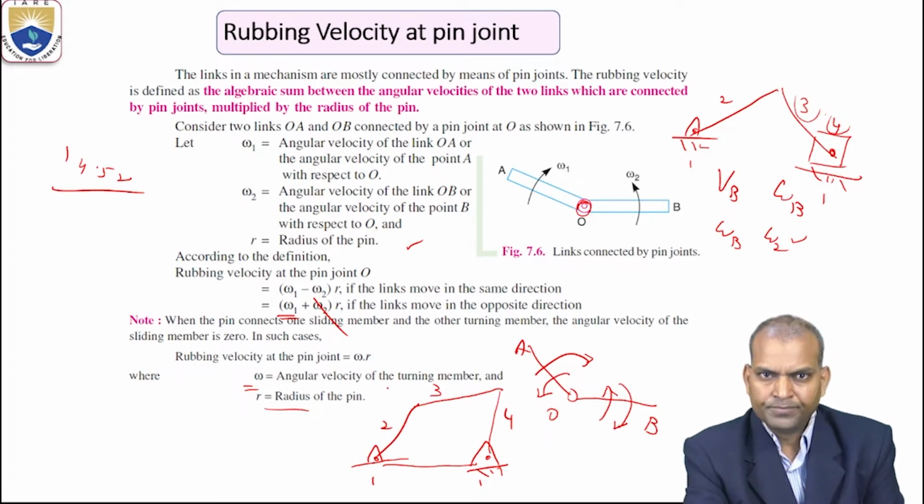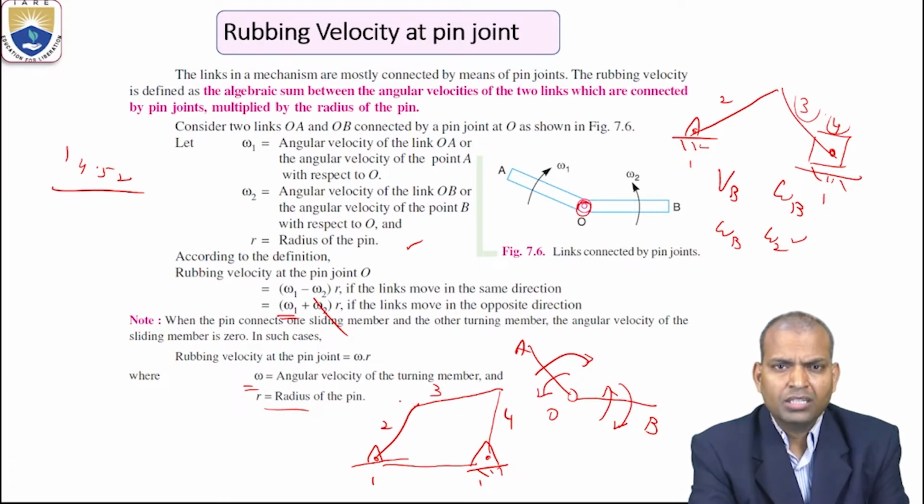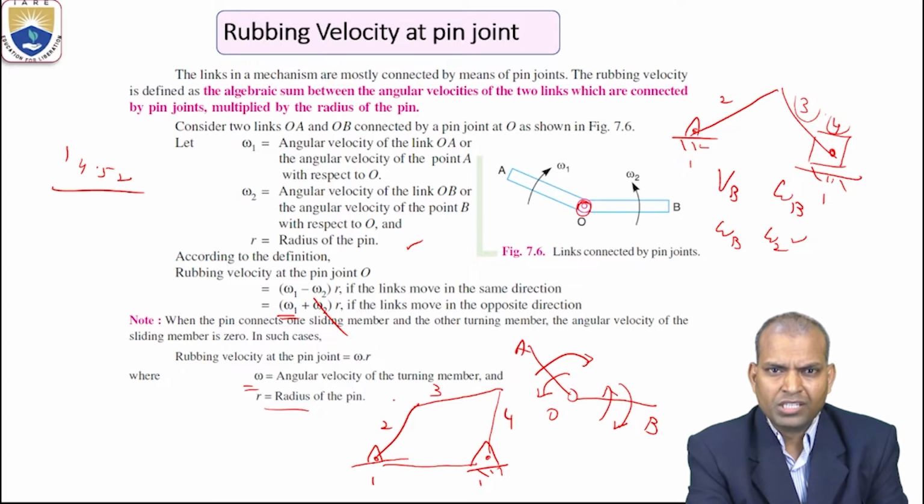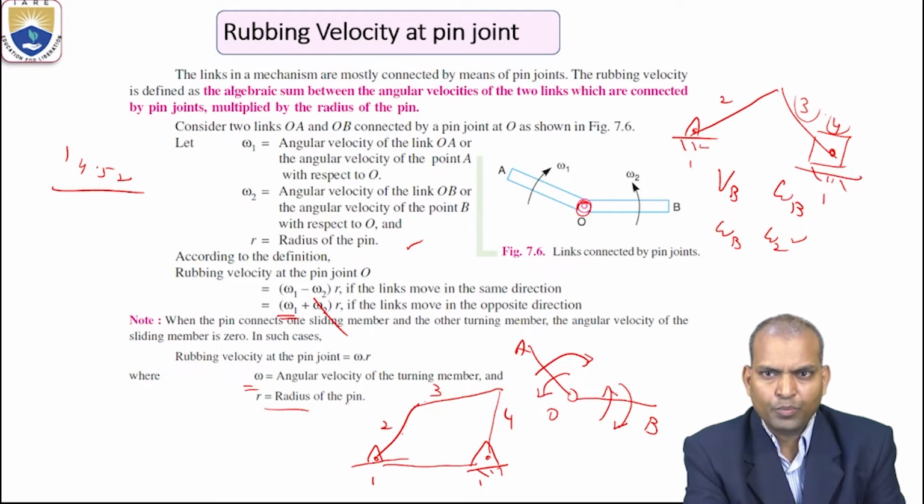As I mentioned here, if the two links are rotating in the same direction, then the formula of rubbing velocity is omega 1 minus omega 2 times the radius of the pin. Suppose link 2 and link 3 are rotating in opposite directions, then what is the formula? The formula for rubbing velocity is omega 2 plus omega 3 times the radius of the pin joint, here the 2 and 3 joint.